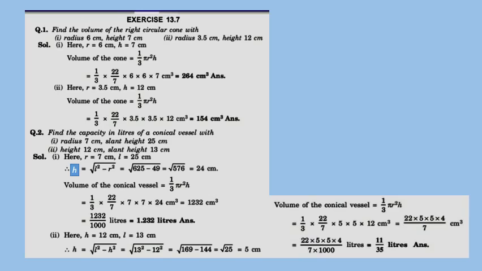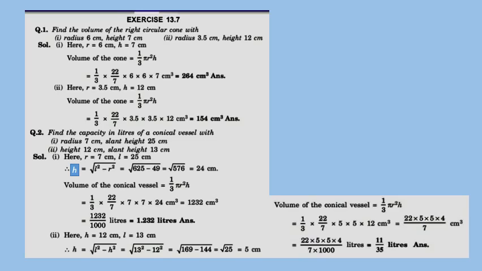In the next question, we have to find the capacity in liters of a conical vessel. Radius is given, slant height is given, but in the formula, we require h. To calculate h, we have to find h equals the square root of L square minus r square, because the radius of the base and the height form a right triangle, and therefore by using the Pythagoras theorem h can be calculated. If you substitute the values of L and r, you will get h equals 24 centimeter.